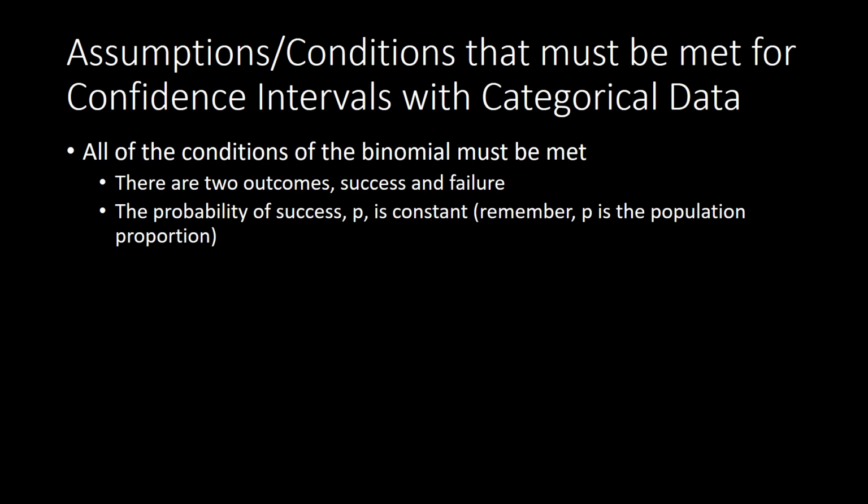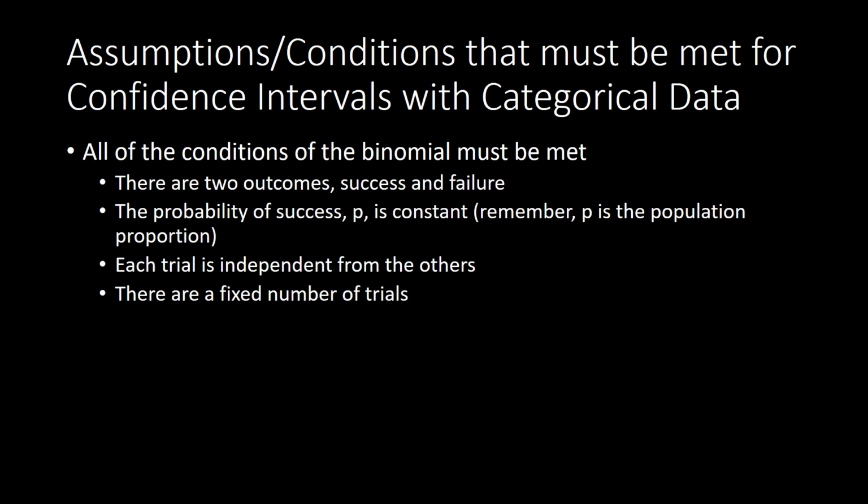Now let's talk about the assumptions and conditions that must be met in order to construct a confidence interval with categorical data. The first thing is that all conditions of the binomial must be met. To review, those conditions are as follows. There must be 2 possible outcomes defined as success and failure. The probability of success, p, must be constant. Remember, p is the population proportion. Each trial must be independent from the other trials. And lastly, there must be a fixed number of trials. These are the 4 requirements of the binomial distribution, and all 4 must be met in order to construct a confidence interval for categorical data.